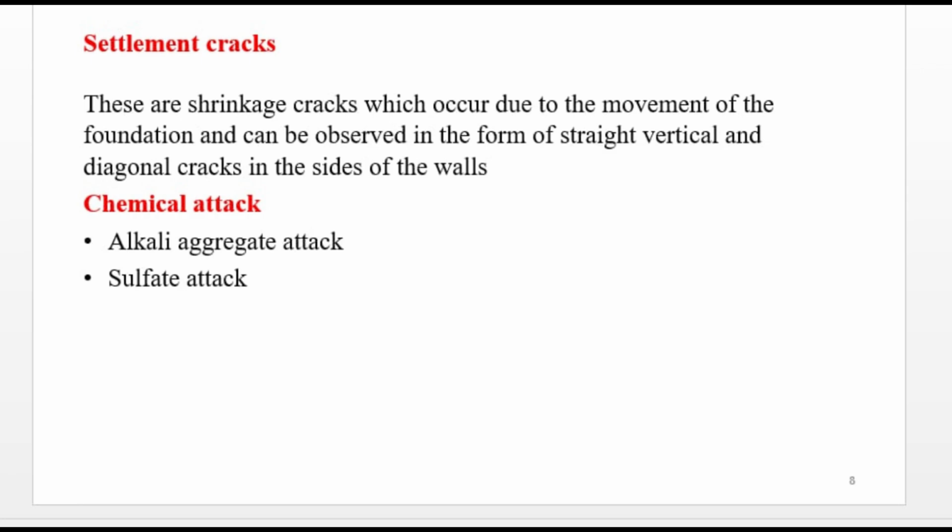Roots. The decomposed tree roots under the foundation can cause a settlement crack. Weight. Adding additional weight to the structure can cause a settlement crack. Earthquakes. The sudden damage from earthquakes can cause a settlement crack.